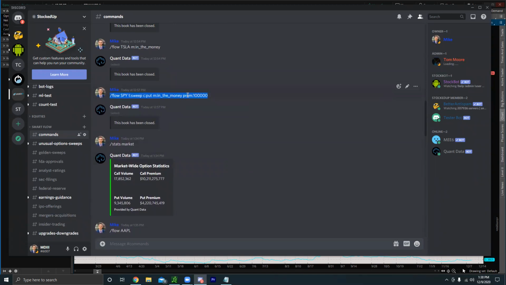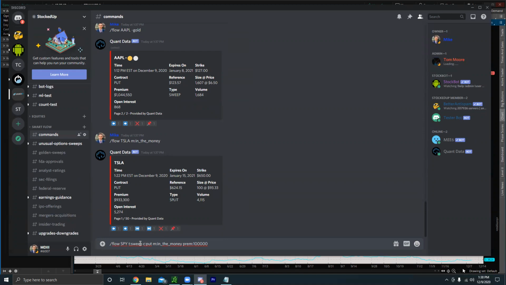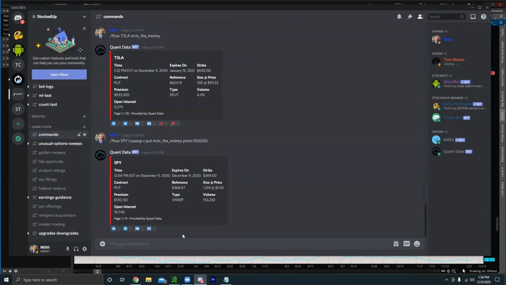So I actually built one a little earlier. I did /flow SPY, and then I did T for sweep because sweeps show urgency. For the type, I made sure it was a put, and then I made sure it was in the money and at least $100,000. Let's take a look. So we can see these are some solid orders that would fit my criteria. You can do it however you want.